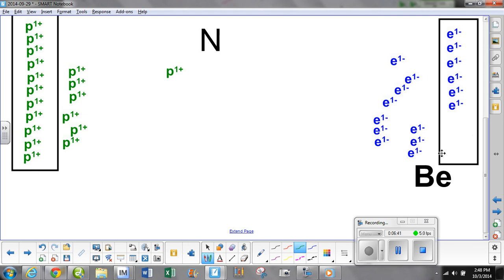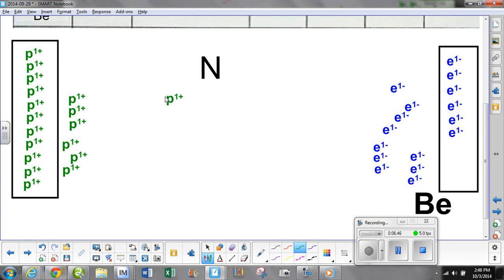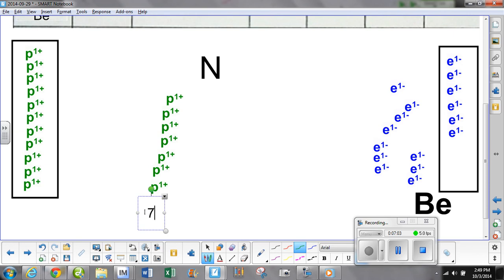How many protons does nitrogen have? 7. Okay, so we're going to pull those guys in. 1, 2, 3, 4, 5, 6, 7. What's our total positive charge? 7 plus, right?